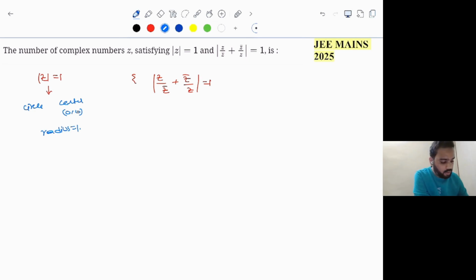Now, when you go to the second equation here, instead of putting z equals x plus iy, generally when you look at the second equation, you might get the idea that putting z equals x plus iy will solve it.